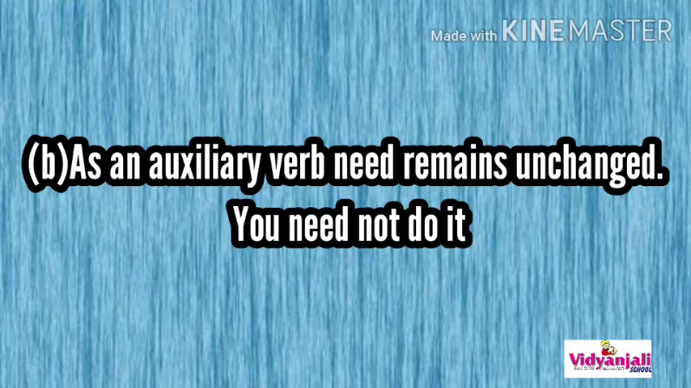Please get clarity. As a principal verb means main verb, nothing more than that. As a main verb, if you take need, then automatically we will be using it in the sense of require. If the word need is not a main verb and it is an auxiliary, as a helping verb, then it remains unchanged. Main verb means it is changing in the sense of require. If it is auxiliary, it means no need to, it remains unchanged.